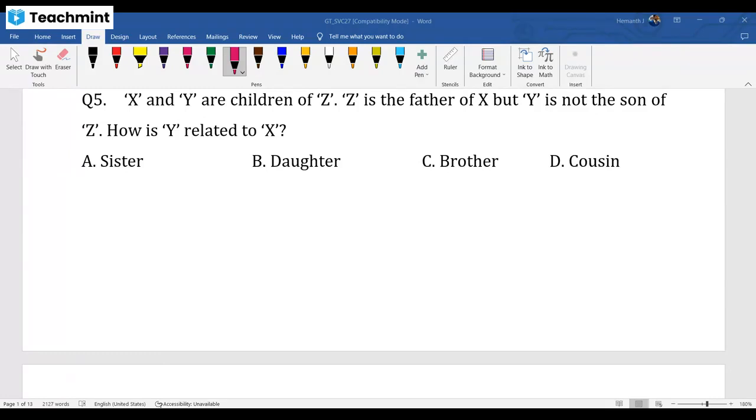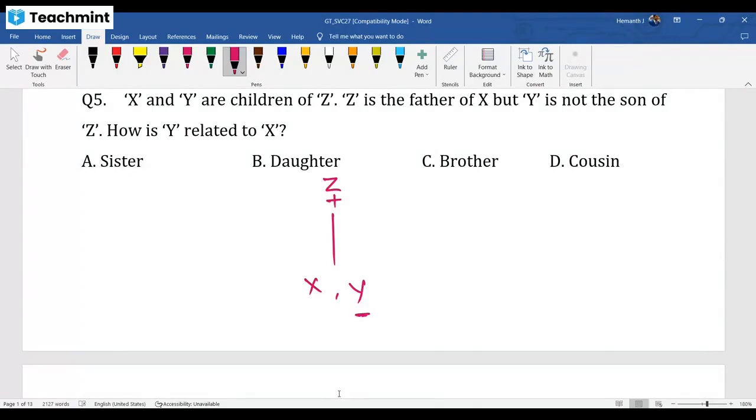Fine. So here what they given, X and Y are children of Z. Okay, but they don't know the X and Y genders. Z is father of X, but Y is not the son of Z, means Y is daughter of Z.